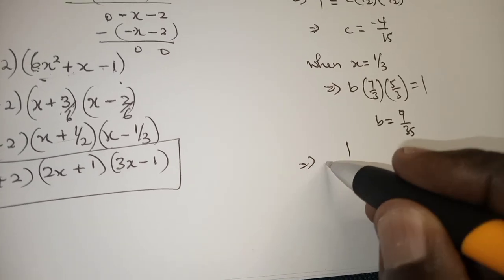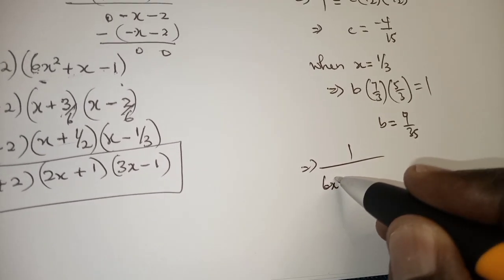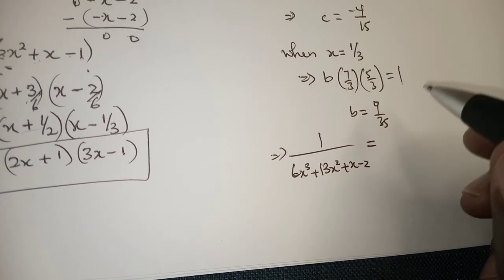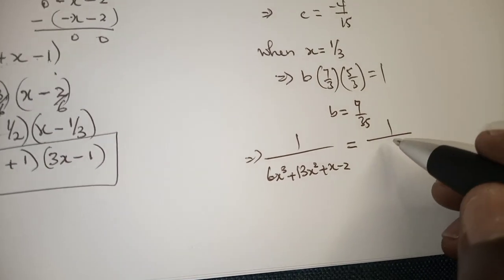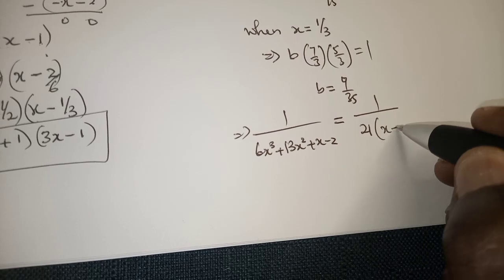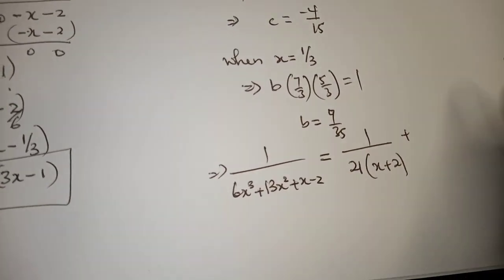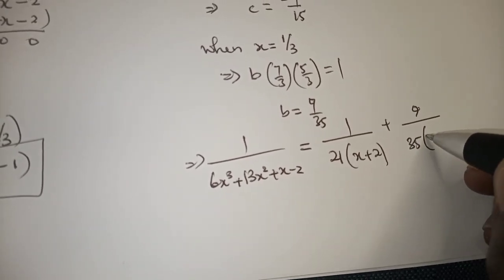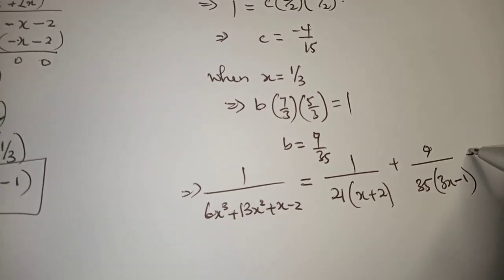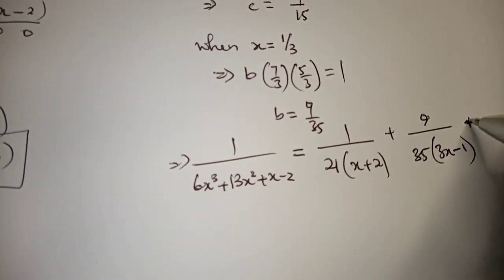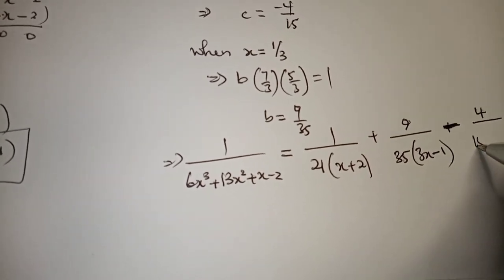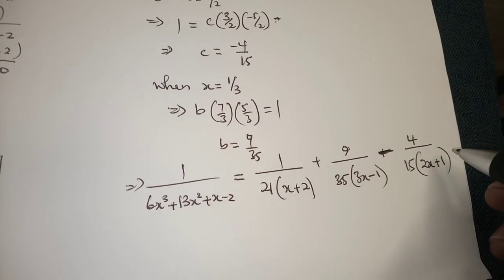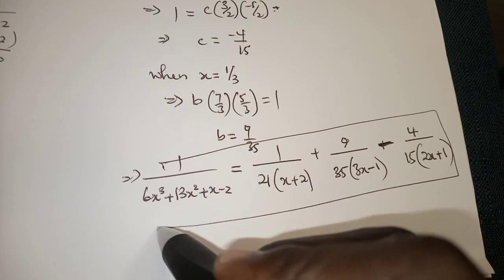So substituting back into the equation, we have 1 on 6x cubed plus 13x squared plus x minus 2 equals the a, so 1/21 bracket open x plus 2, then you have plus the b as 9/35 bracket open 3x minus 1 bracket close, then plus the last one is minus, so -4/15 bracket open 2x plus 1. And that is it. Thank you.